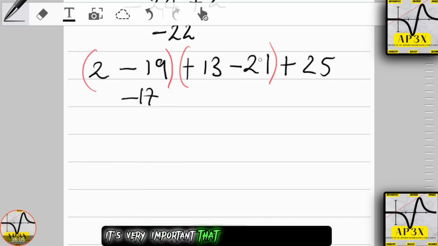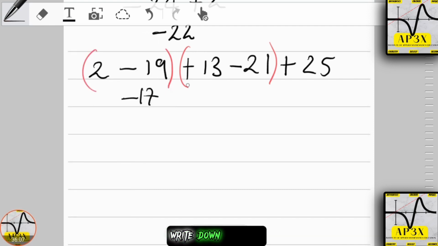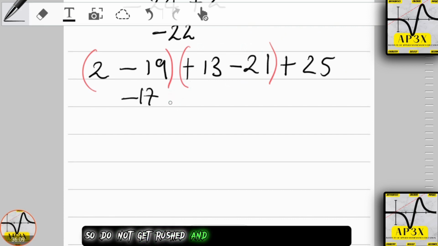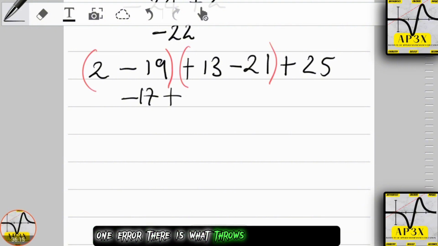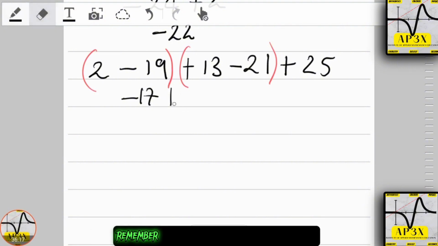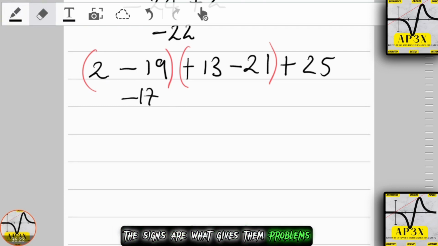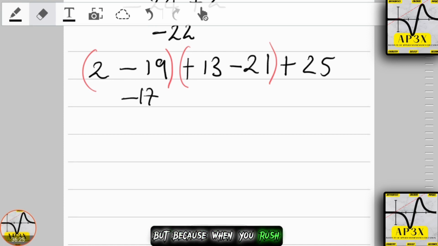And it's very important that we do not be quick to write down the signs. So do not get rushed and write down a plus sign here, because you might find that just that one error there is what throws you off completely. Remember, I've had students over the years explaining to me that the signs are what gives them problems, but it's because when you rush, then rushing will cause you to make fundamental errors like this one.